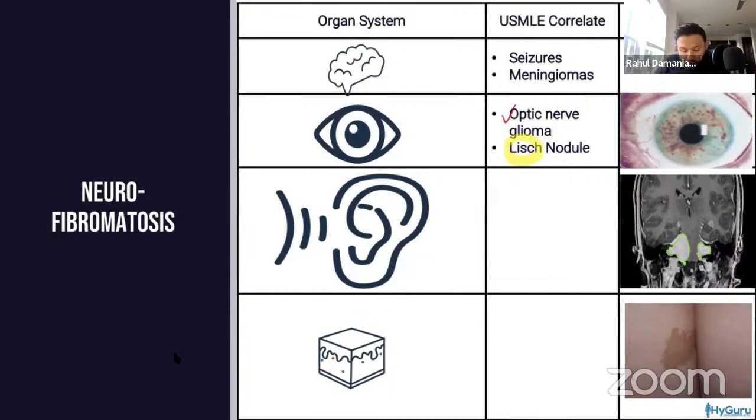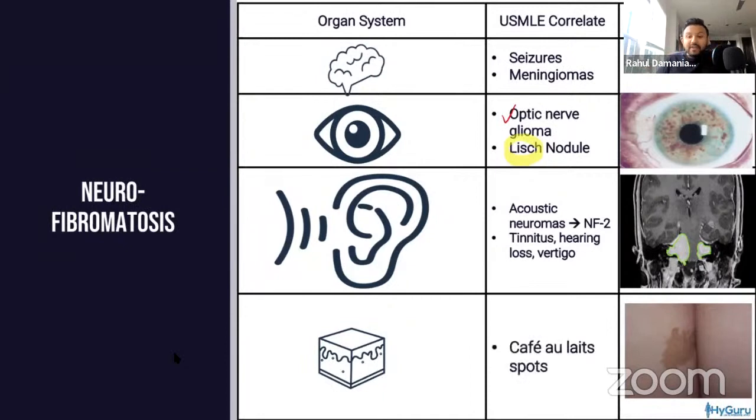Patients with NF2 are going to have these acoustic neuromas. And these patients are going to present with signs of vestibulocochlear damage, so things like tinnitus, hearing loss, as well as vertigo. And then finally, you have your café au lait spots, and these are going to be hyperpigmented, whereas ash leaf spots, which you're going to see in tuberous sclerosis, are going to be hypopigmented. Okay, very high yield for you to know, and that is tuberous sclerosis.